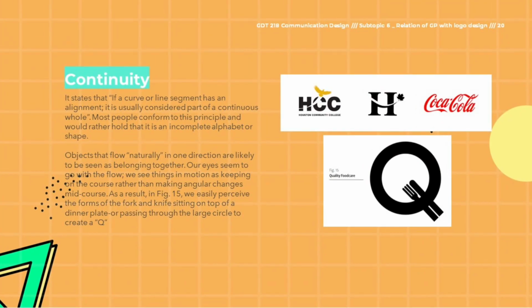Continuity principle states that if a curve or line segment has an alignment, it is usually considered part of a continuous whole. Most people conform to this principle and would rather hold that it is an incomplete alphabet or shape. The closure principle holds that when the human mind sees a figure that seems loose or not fully closed, we have a tendency to close it up in our imagination. Many famous logos make use of this principle as a way of standing out.